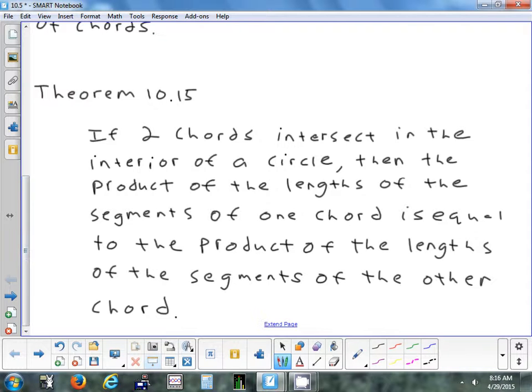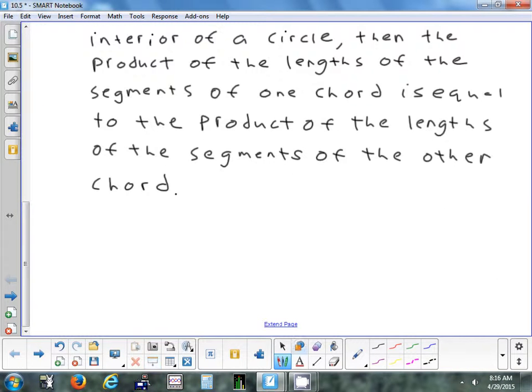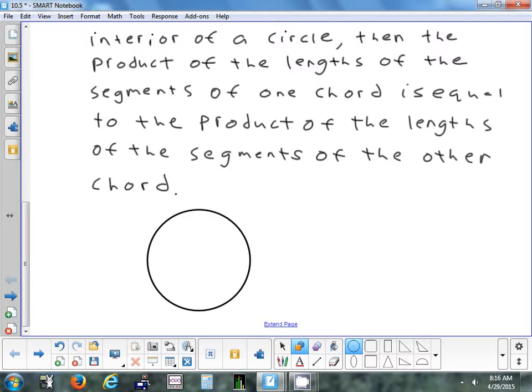Right, so let me draw a picture of that. Here's your circle. Let's draw 2 chords. Again, don't make it so they're diameters. Just have them kind of off to the side like that, and like that. Let's label them. Let's call that C, B, A, D. And call the point where they cross E.